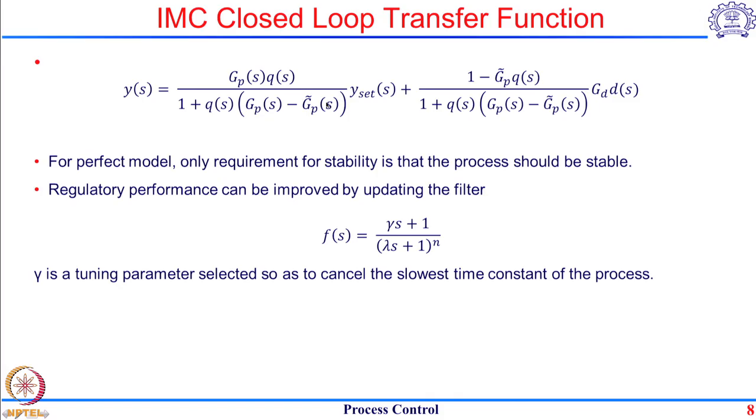So, if your model captures the plant accurately, which is not practically the case, but if that is possible, then this term would go away and your entire control law will be simply Gp QS over 1, so the denominator will simply be 1 in that case. Another advantage of this control strategy is that in order for this system to be stable, all you need is your process should be stable. As long as your process is stable, your controller remains stable.